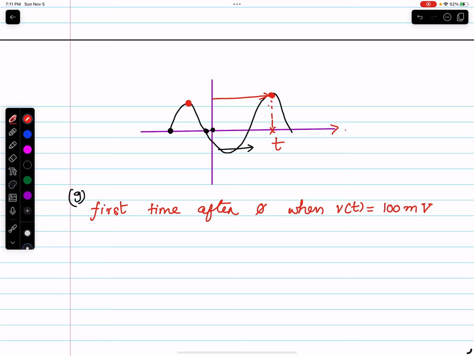Okay, if this is the time axis, this is the voltage axis. At what time t does my sinusoid, it could be cosine or sine, cosine in this case, reach its peak value? 100 millivolts.